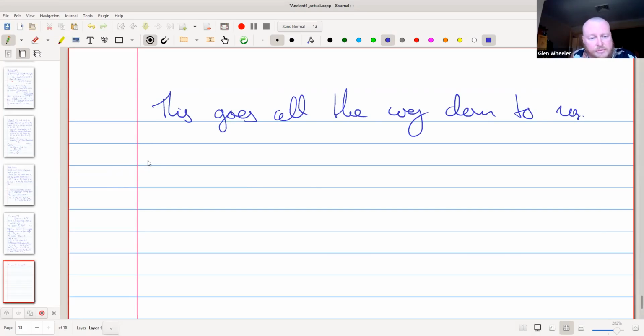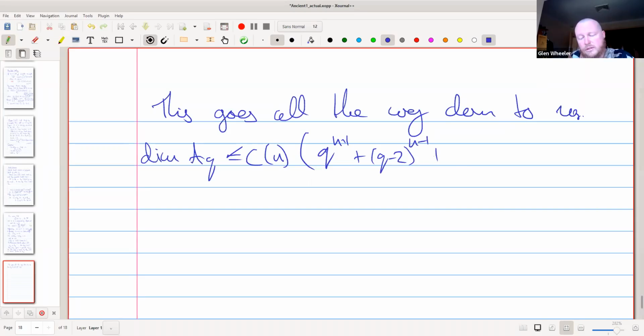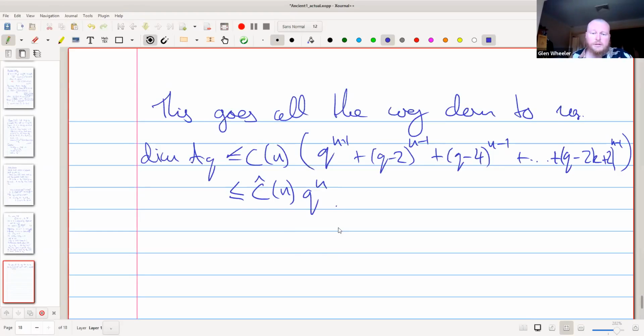So what that means is that the dimension of A_Q should be bounded by a constant depending on n, and then we have to add up all of these different dimensions. We're going to get Q to the n minus 1 for the first term, and then Q minus 2 to the n minus 1 for the second term, and so on. It's going to keep going, and we have to add these things up a bunch of times, whatever the last one is going to be. And that's bounded in general, no matter what k is, by some c hat n Q to the n. And that's it.